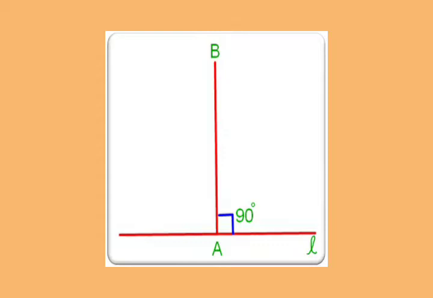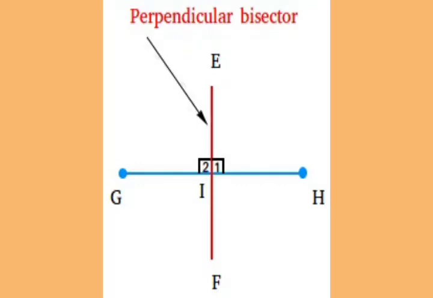Next is perpendicular. Two lines are said to be perpendicular to each other if they contain an angle of 90 degrees between them. A 90 degree angle is also called a right angle. So here in the figure you can see AB is perpendicular to AL. Next is perpendicular bisector. For a line segment, the line that passes through its midpoint and is also perpendicular to it is called the perpendicular bisector. So in the figure, EF is the perpendicular bisector of the line segment GH.